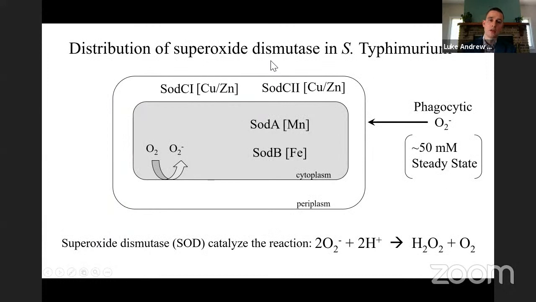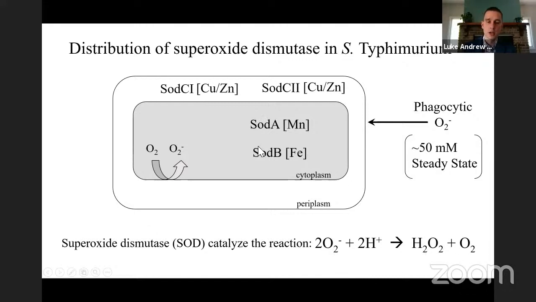The strain of Salmonella we're working with is Salmonella typhimurium, and the enzymes that Salmonella uses to defend against superoxide are superoxide dismutases, which I'll refer to as SOD for short. They catalyze the reaction shown here, taking 2 molecules of superoxide and converting that into hydrogen peroxide and oxygen.